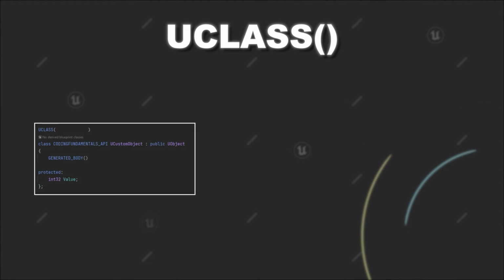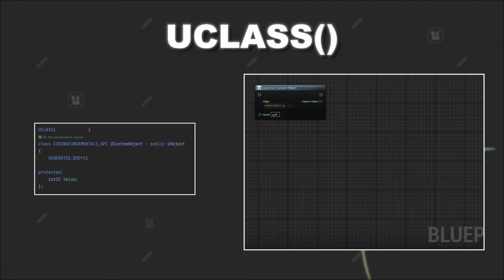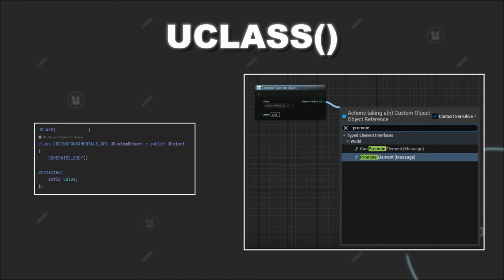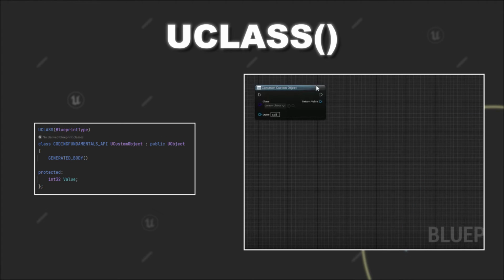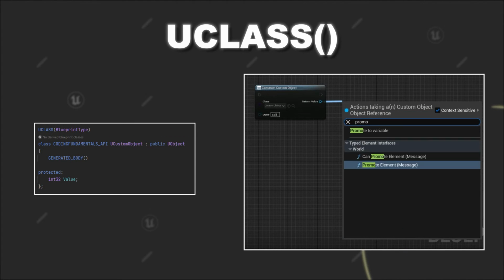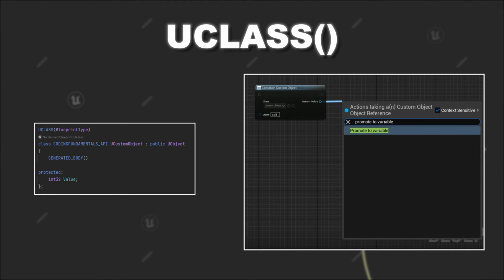Next, we have BlueprintType. For example, you spawn an instance of your new class in Blueprint, and then you want to store this new instance as a Blueprint variable. If you want to do this, so basically storing information about a C++ class as a variable inside a Blueprint, then you have to use BlueprintType, and then you can see that you can declare a new variable of this type in your Blueprints.